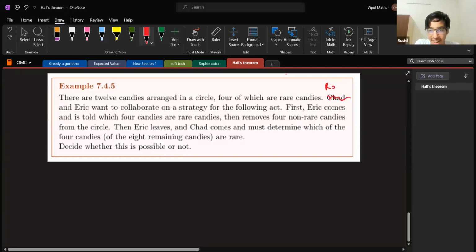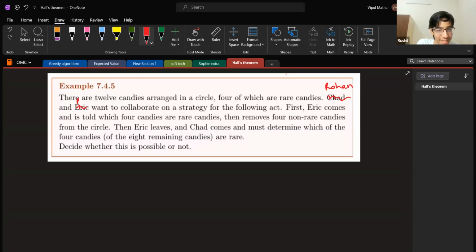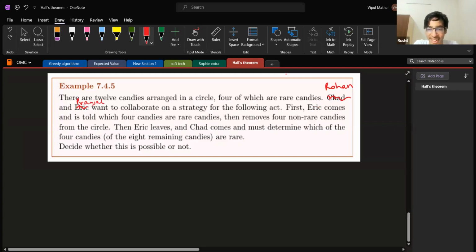Let's change the names. I'll say Rohan and Pranjal want to collaborate first. Okay, this is so much effort. I give up. Let's just go with Chad and Eric.